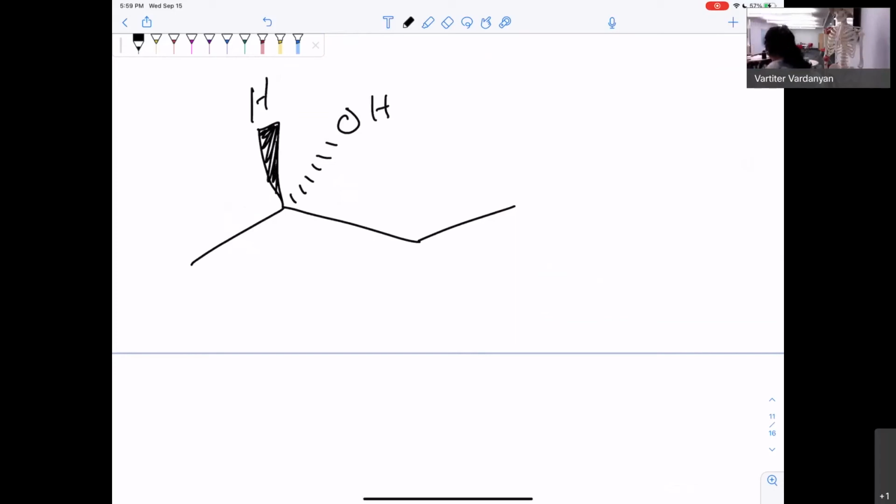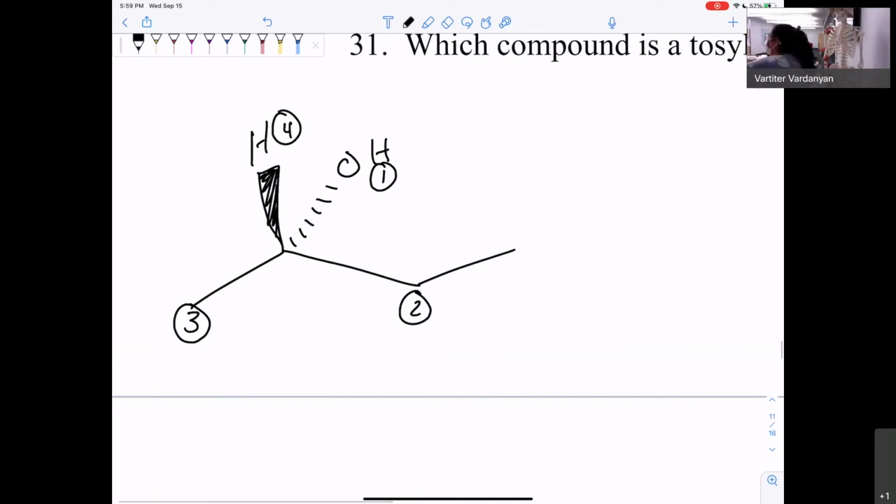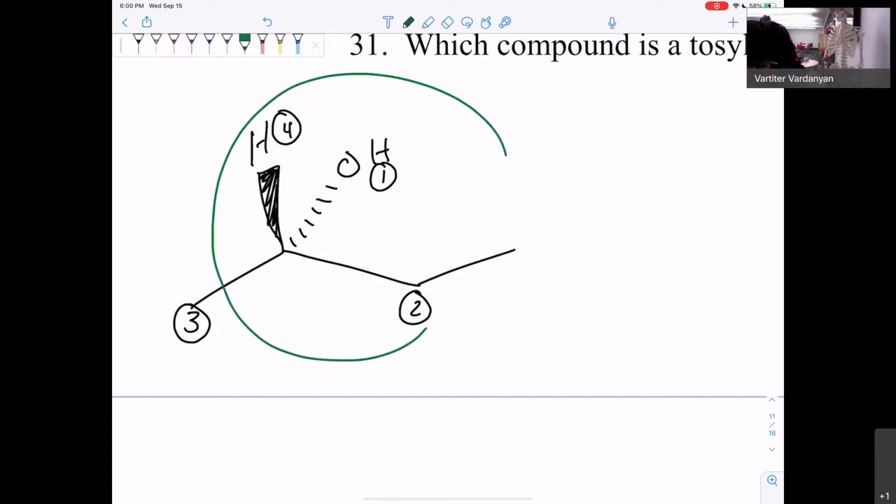So let's say we have the same substituents: 1, 2, 3, 4. We are going to ignore the one that's in the back, because we're doing the front. Whenever we do R and S, I just ignore the one that's in the back, and we're going to connect the rest of them. So it'll be 2, 3, 4.